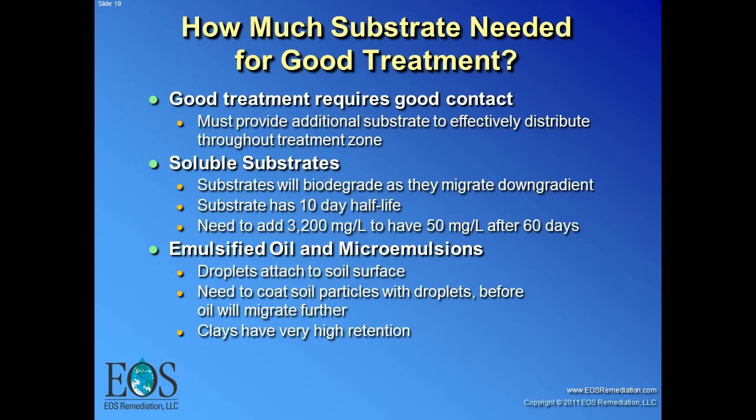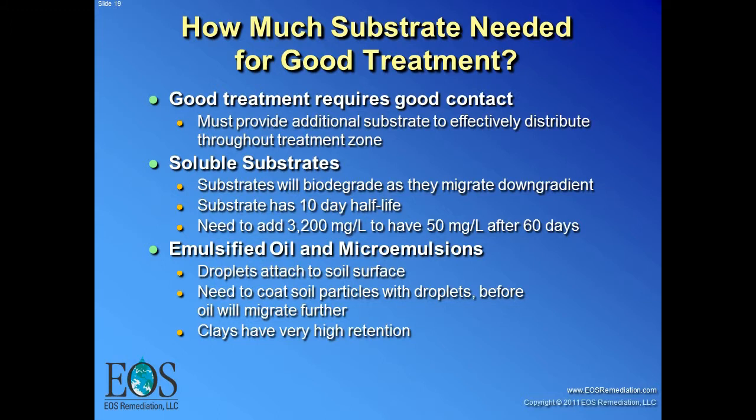That's one component. The second component really has to do with distribution. Now, I'm really focusing here on two different types of materials, soluble substrates or emulsified oil. In both cases, I'm absolutely sure of this: to get good treatment, you need to bring the electron donor, the organic substrate, into close contact with the contaminant.